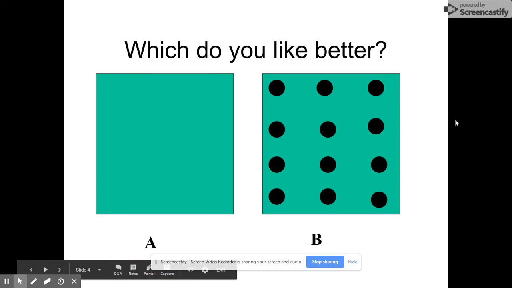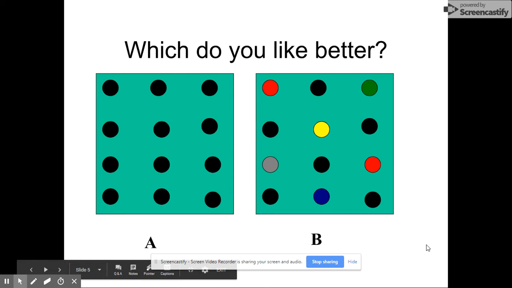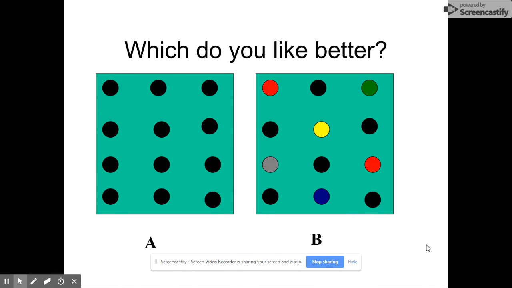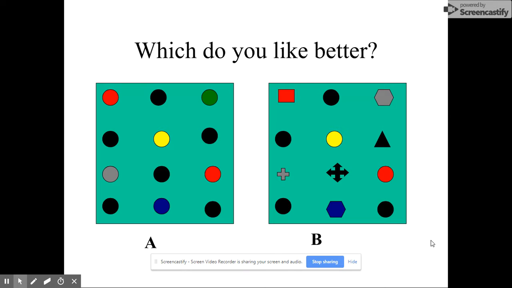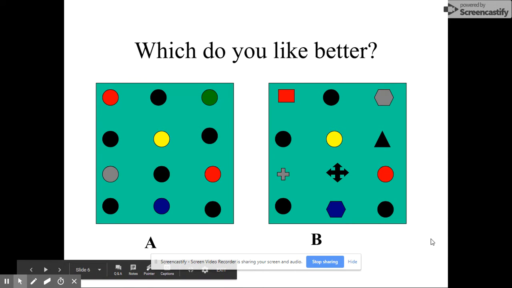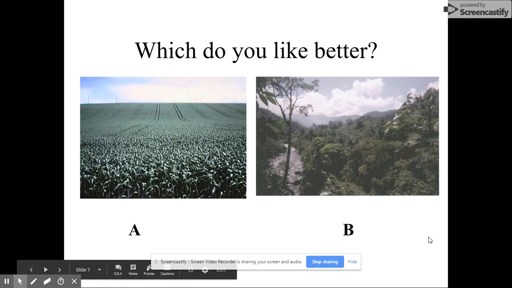All right, so which do we like better? A or B? Which one looks more diverse to you here? You'd probably say B. Okay. Which one is more diverse? A or B? Probably would say B. All right. Which area is more diverse, A or B?